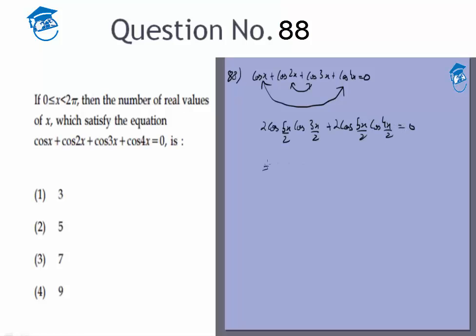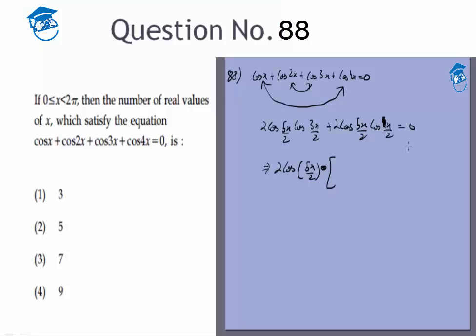is equal to 0. Now we can take 2 cos of 5x/2 into cos 3x/2 plus cos... this is 2x plus 3x, 2x minus 3x, x by 2, sorry. 1 plus 4, 5, 4 minus 1, 3. Yeah, this is the correct equation. So cos 3x/2 plus cos x/2.